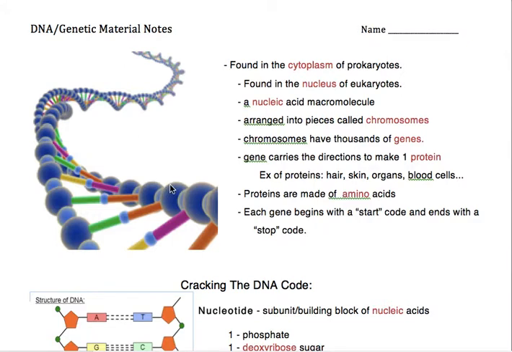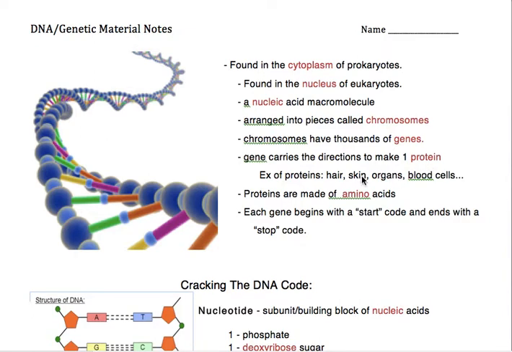This is a molecule of DNA. Remember, this is the background stuff. So what is DNA? Not what is the structure, just the background of DNA. We know it's found in the cytoplasm of prokaryotes, and in us eukaryotes, it's found in the nucleus. DNA stands for deoxyribonucleic acid, and DNA is arranged in units called chromosomes. A chromosome has thousands of genes on it, and a gene carries the directions to make one protein.